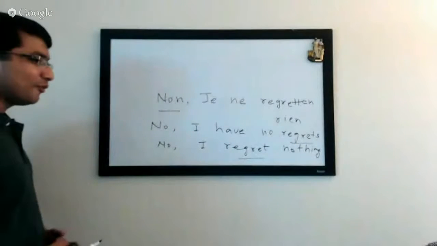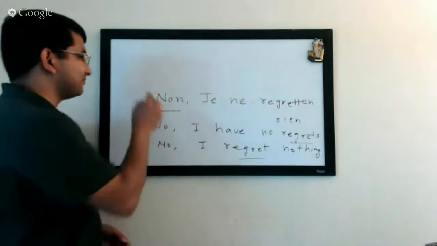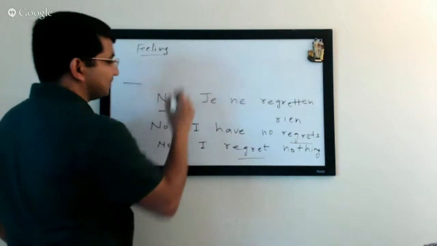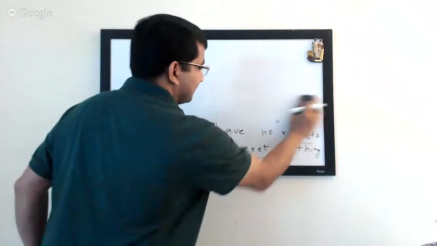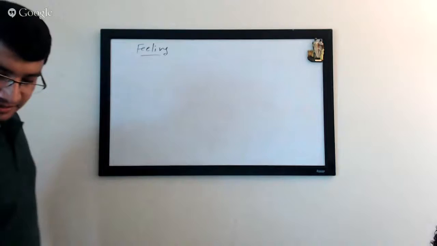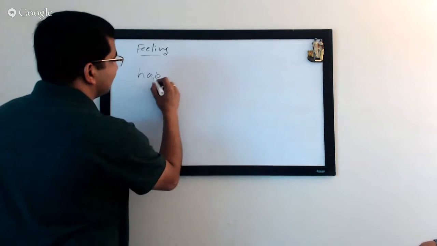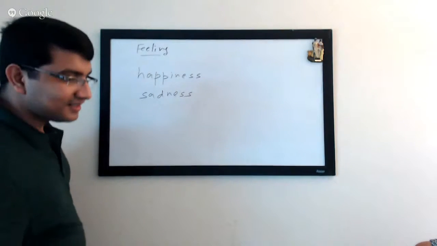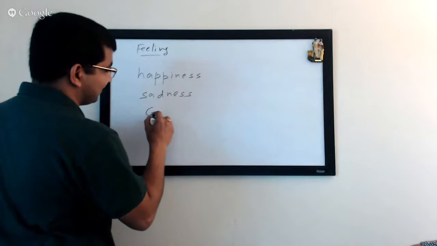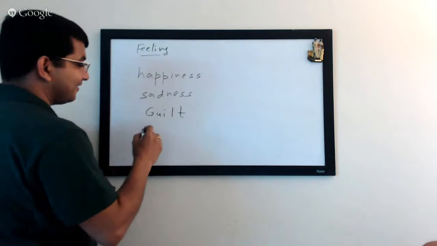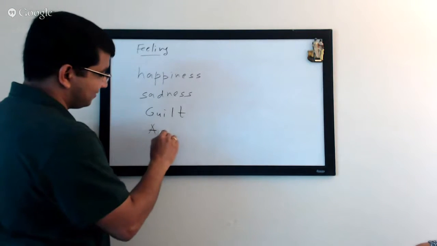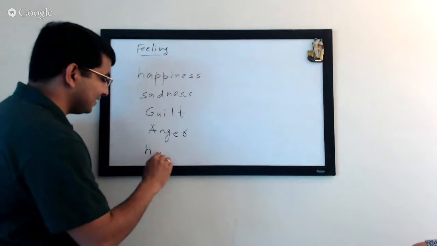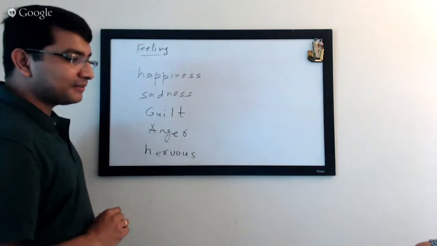So a quick question for you: what comes to your mind when we are talking about emotions in general? What kinds of feelings? Happiness. So let's write them all down. Happiness. What else? Sadness. Guilt. Anger. Nervous. Now, all of them, if you look at them, are nouns, right?